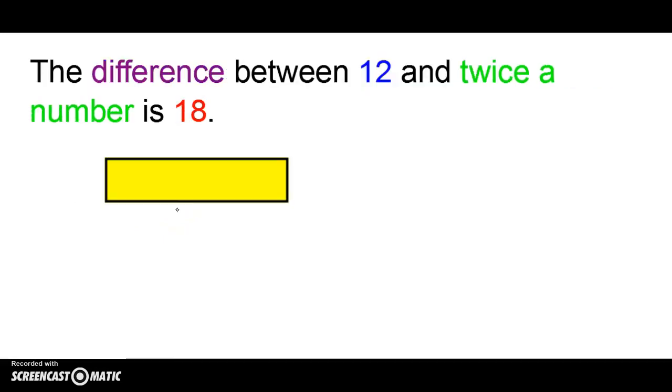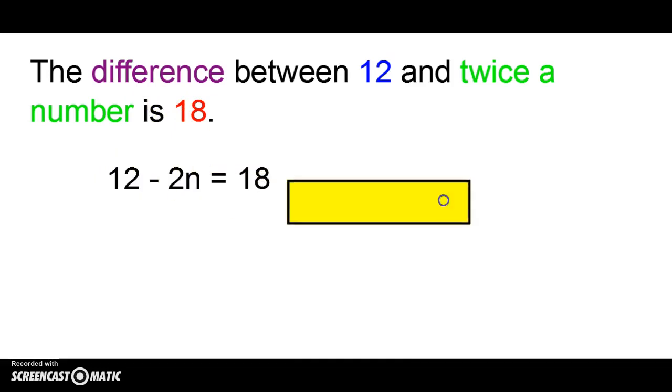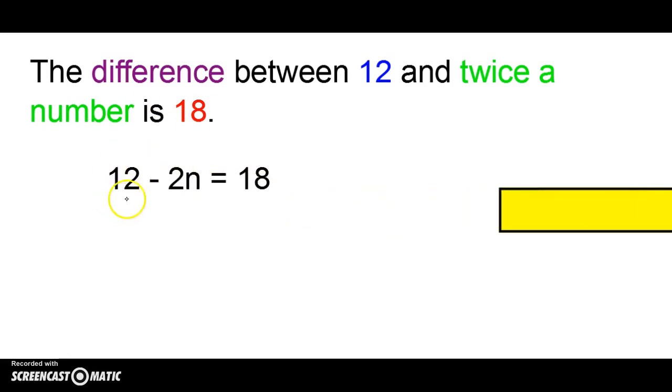The difference between 12 and twice the number is 18. Difference means subtracting. So 12 minus twice the number, 2n, is your equal sign, 18. So one more time: the difference between 12 and twice the number is 18.